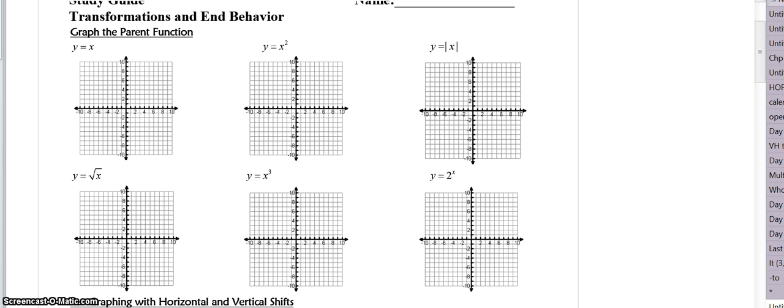The first thing is you absolutely, positively need to know the parent functions, and you have to know how to graph them with their 5 points. So please do that right now and see how you did.